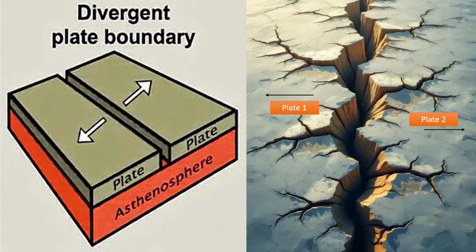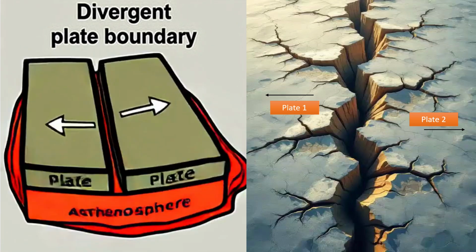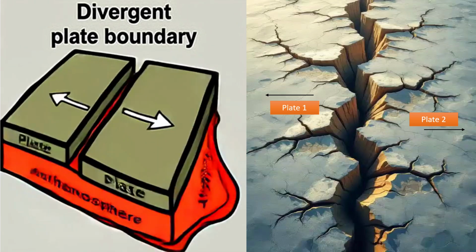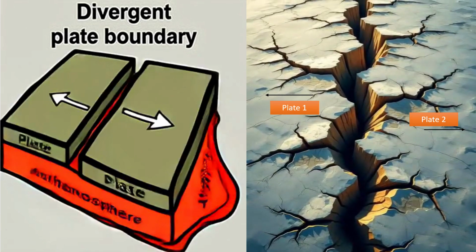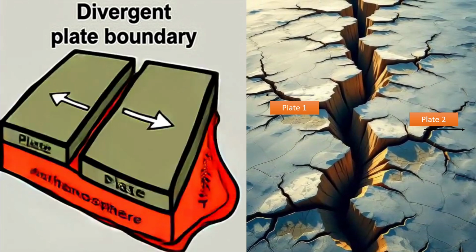So, what is a divergent plate boundary? A divergent plate boundary means the plates are diverging from each other. This is where two plates move apart from each other. Magma rises from below the surface and creates new crust. That is why it is also known as the constructive plate boundary. Kindly remember, divergent is always constructive. Divergent plate boundaries are always constructive in nature. The Mid-Atlantic ridge is an example of it.